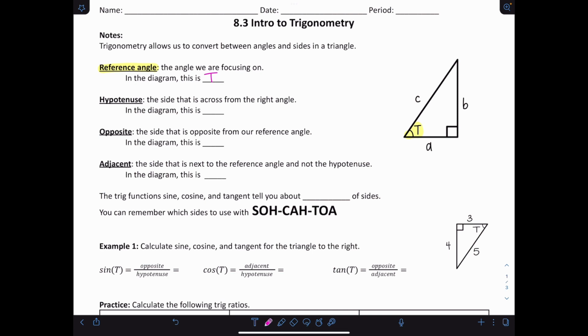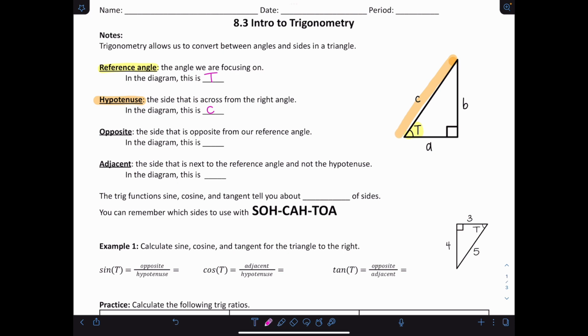The hypotenuse we learned when we talked about the Pythagorean theorem, and that's the side that is across from the right angle. So if we look at our right angle down in this corner, the hypotenuse is C. And we'll give that the same color too. Hypotenuse over here in orange.